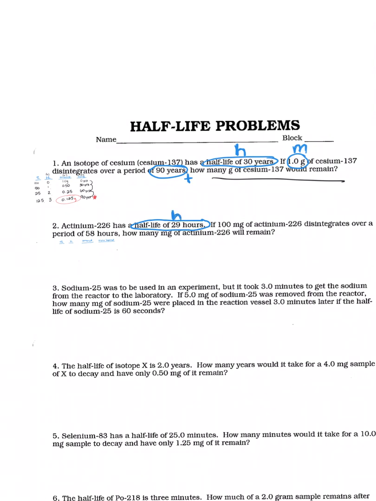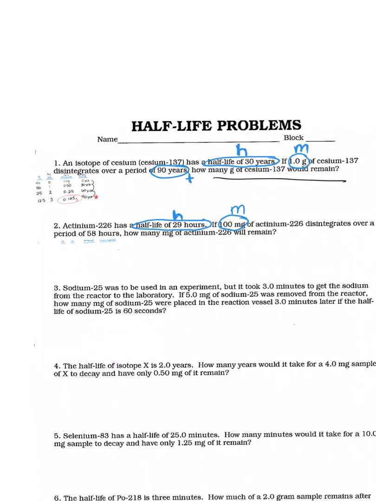Okay? And do we have an amount that we're given, an initial amount? Yes, we do. Our mass is 100 milligrams. Okay? And then our time is 58 hours. So we know that it took 58 hours for this to happen.